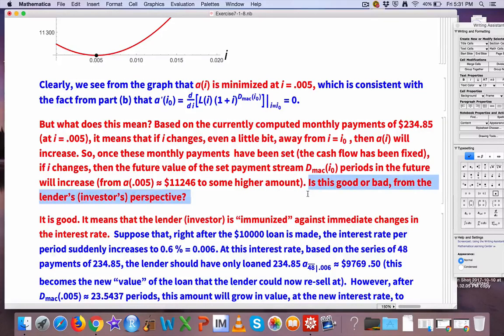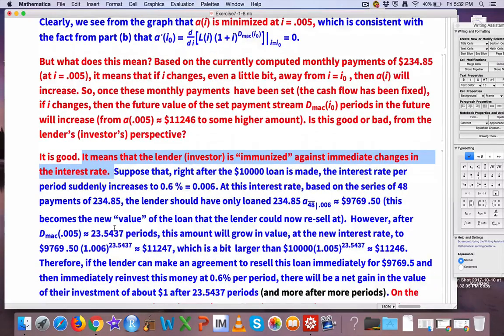Is this good or bad from the lender's and investor's perspective? It is good, at least if you're wise about how you think about it. It means the lender, the investor, the bank, is immunized against immediate changes in the interest rate. Take a couple examples.